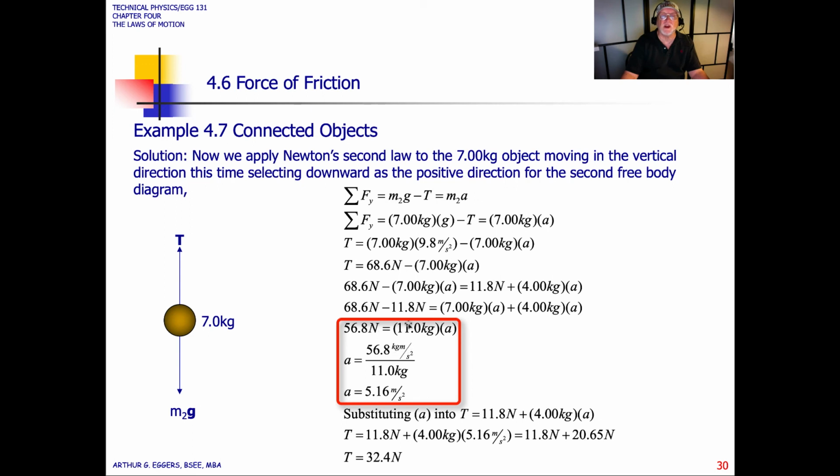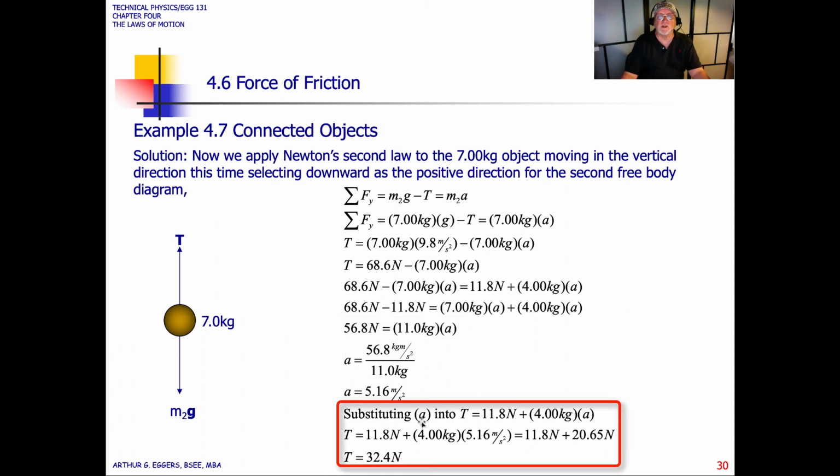56.8 newtons divided by that 11 kilograms. We have kilograms here, we have kilograms there, so what we're left with is purely acceleration, 5.16 meters per second squared of acceleration. Okay, that is the acceleration on the x-axis light string, and the acceleration on the y-axis light string.